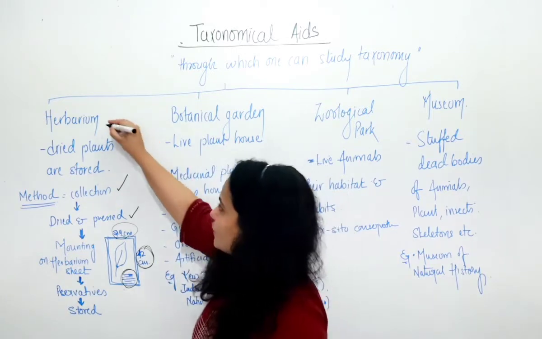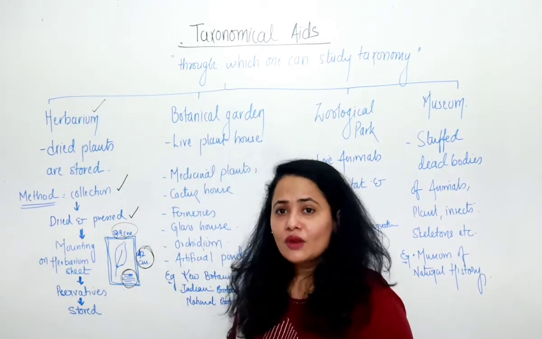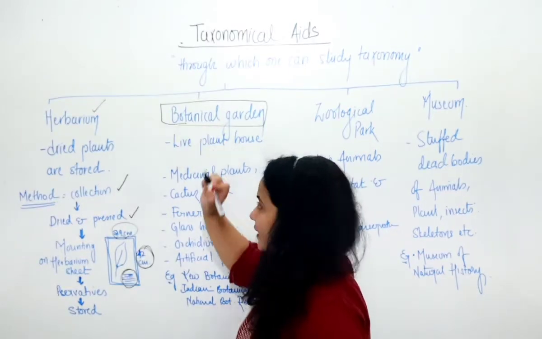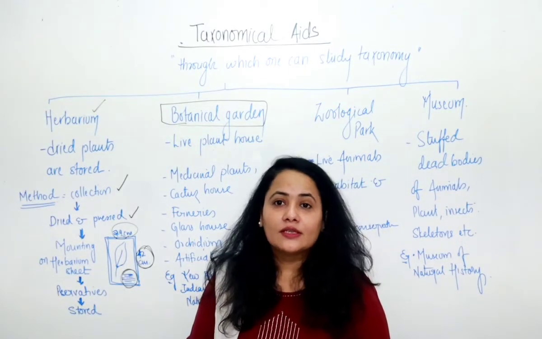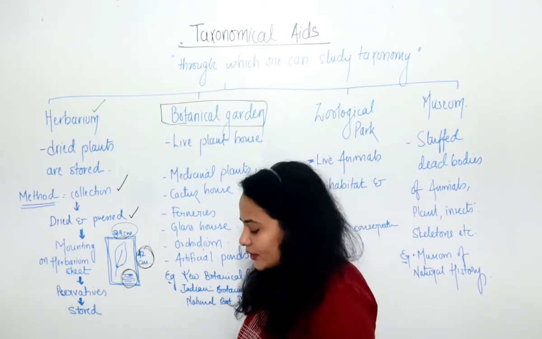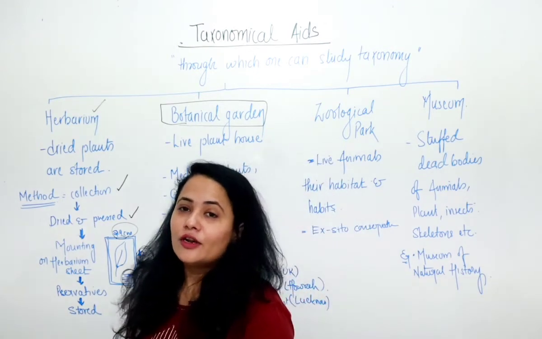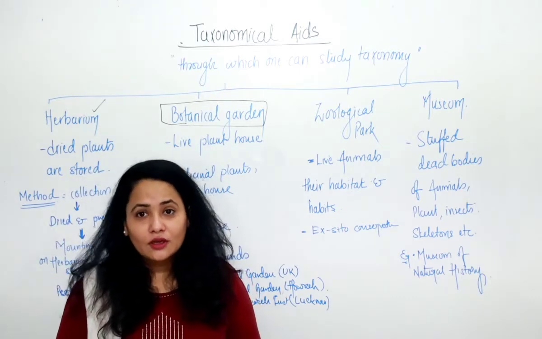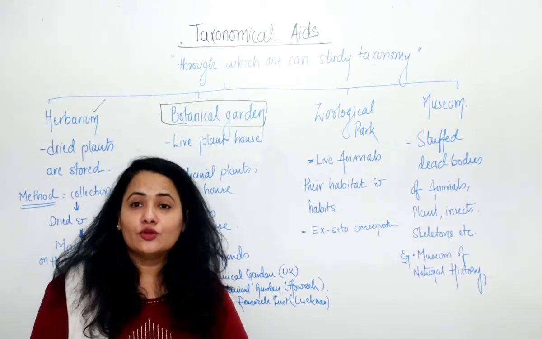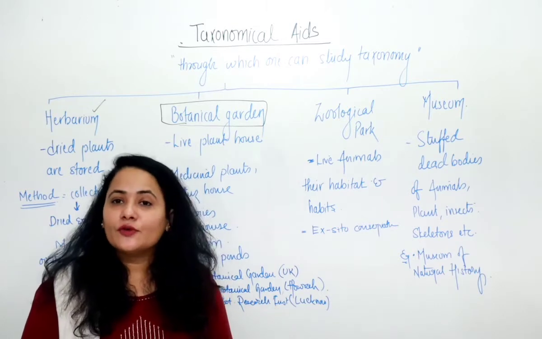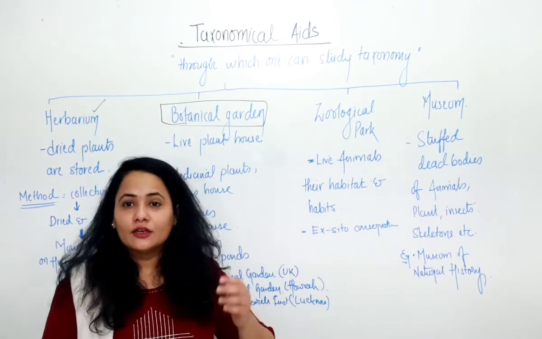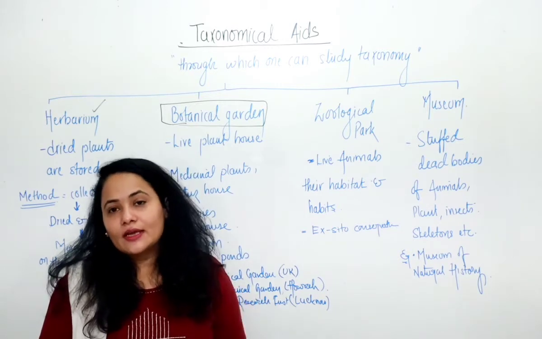So we are done with the herbarium. Now we go to the next taxonomical aid, and that's what you call a botanical garden. We are all aware of the botanical garden. It's a kind of garden where live plants are cultivated which are growing in a particular suitable area. As an example, we have in Gujarat a very nice botanical garden located near Vagai. So you can take the example of that.